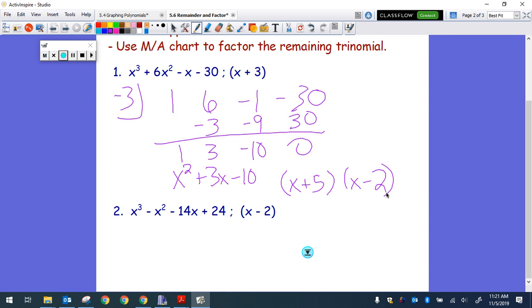So all of the factors are the 2 we just found plus the 1 that we started with. So that has 3 factors, and those are them.